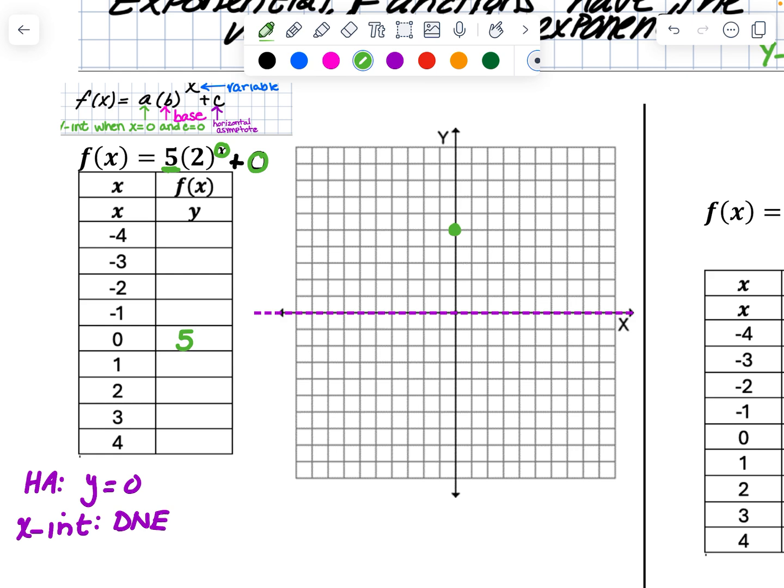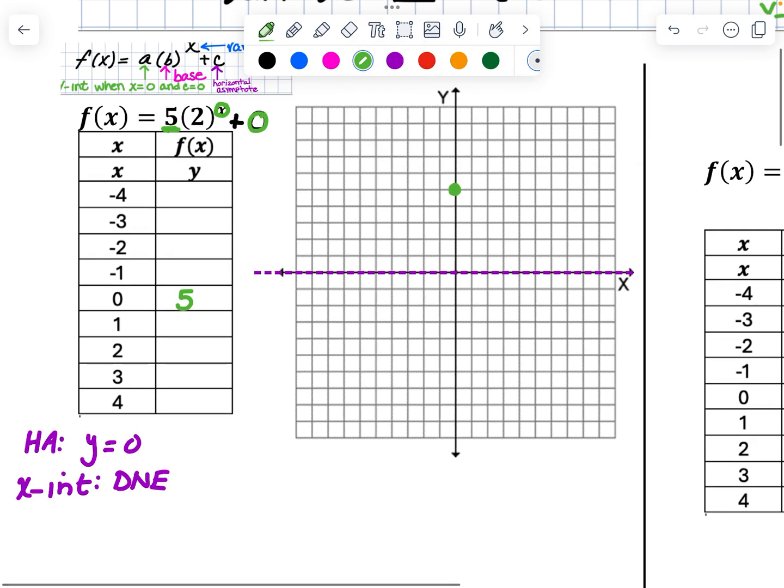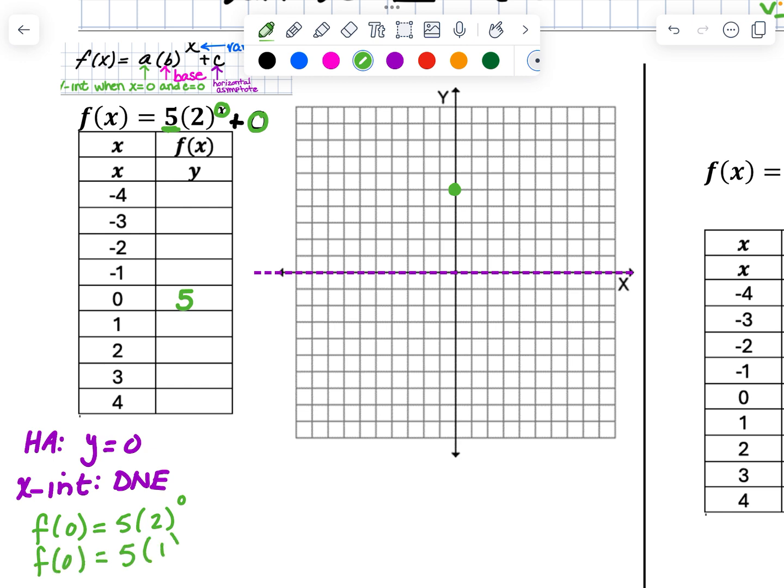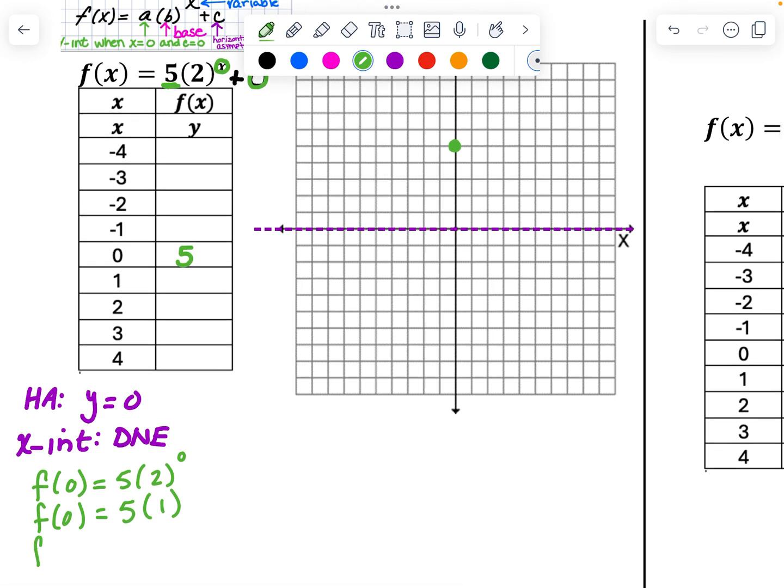If you don't want to trust that, that is absolutely fine. You don't have to trust that. You could do the math. The math would be f(0) is equal to 5 times 2 raised to the 0 power. So when x is 0, we have 5. 2 to the 0 power is 1. And so when x is 0, 5 times 1 is 5. That's how we get that.